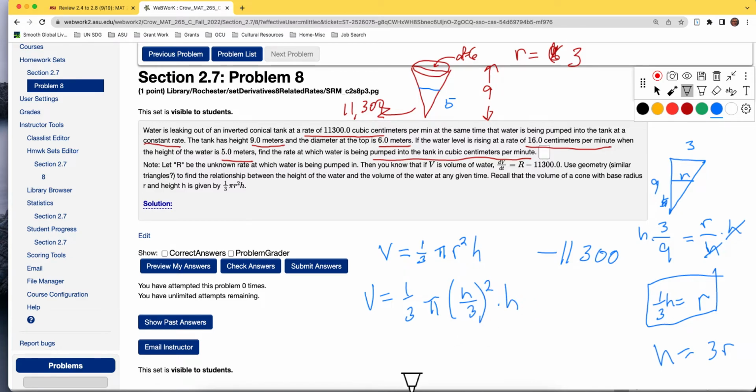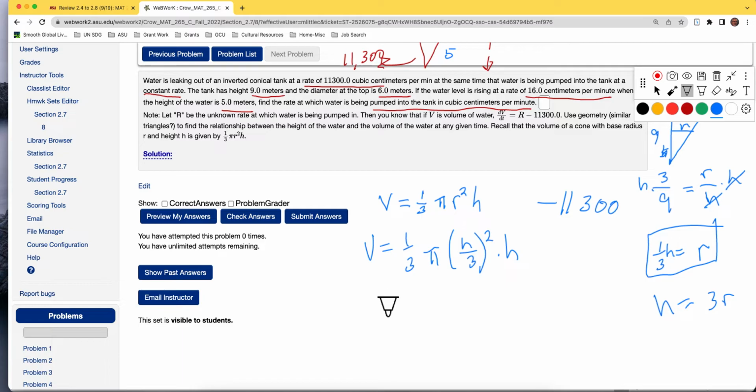So we square the 3, which is 9. 9 times 3 is 27. So we're going to get pi over 27 h cubed. Much nicer thing to look at. Oops, cubed, not squared. We got that so far?